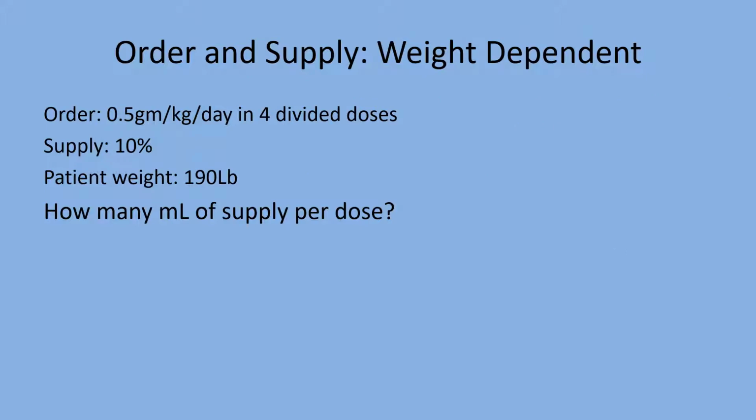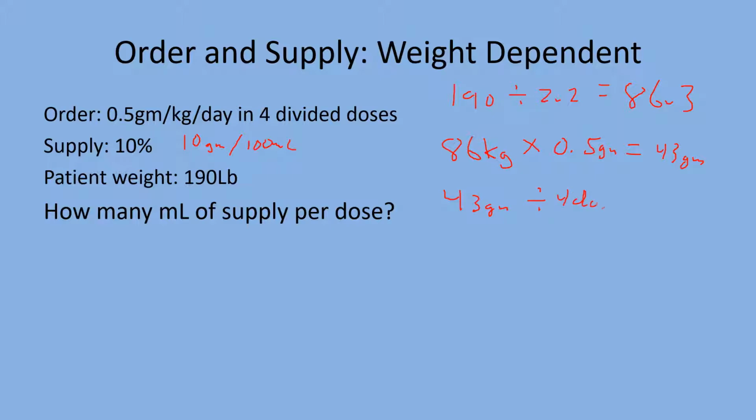So what does 10% mean to you? 10 grams of 100. All right, so let's see, 190. 190 divided by 2.2. What do you guys get? 86.3. 86.3. All right, let's do 86. 86 kgs. We'll times the order, which, ooh, half a gram. That's crazy. All right. 43. 43 grams. All right. Now we have to divide it in 4 doses. So 10.75.